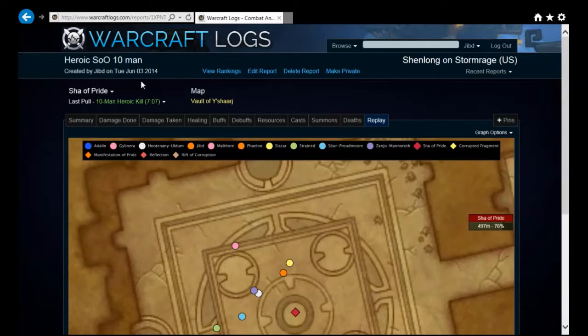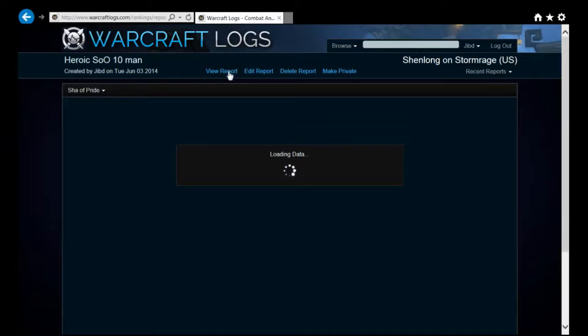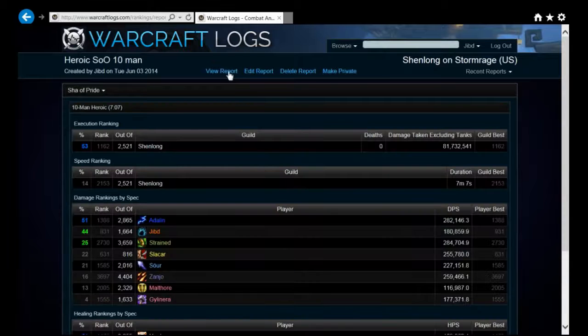All right, so now I'm going to go to the rankings on this particular fight. So we still have Shah of Pride, and this was still our kill shot. So I can go to view rankings now. And what this will do is tell us, of all the different guilds that are uploading logs to this site, how does Shenlong rank against those guilds?